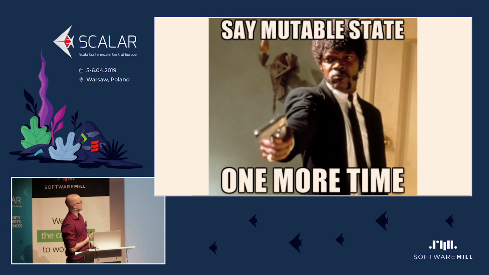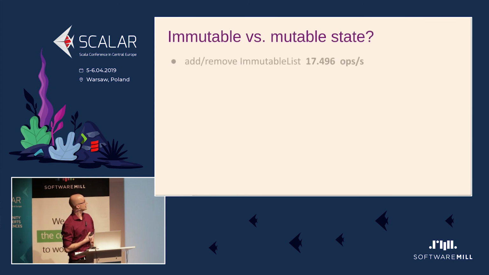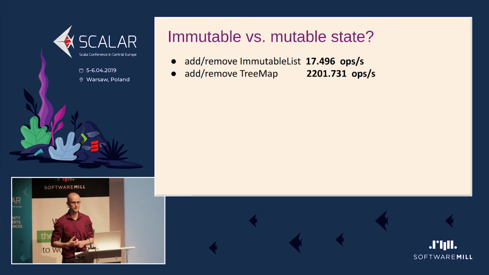And this brings us to the next problem, or maybe question. Should my state be immutable or not? By default, of course, immutable. It will be much harder to create an out-of-memory exception, and it will be much easier to manage the state. But as always, it depends. So when we were using an immutable list, we were able to handle 17 operations per second, and then we switched to good old-fashioned Java TreeMap and got 2,200 operations per second.